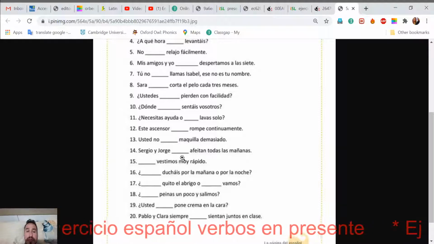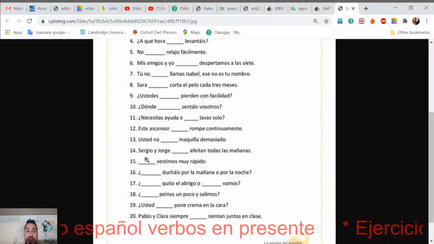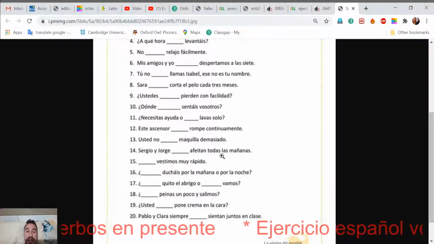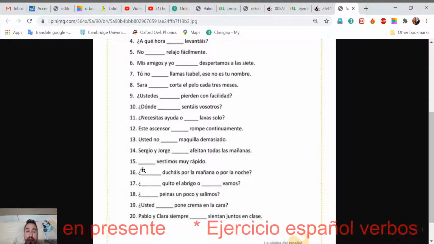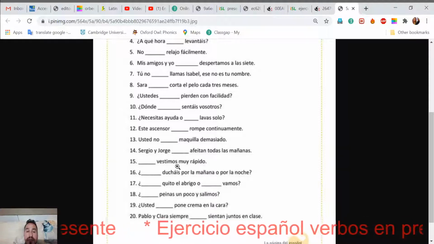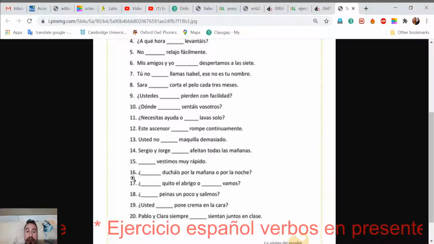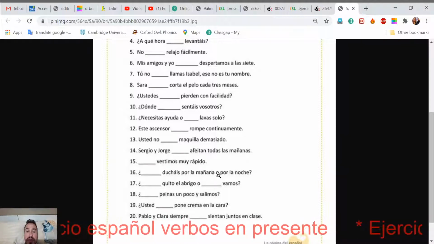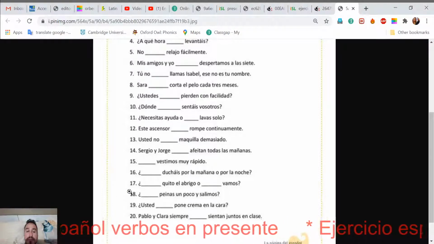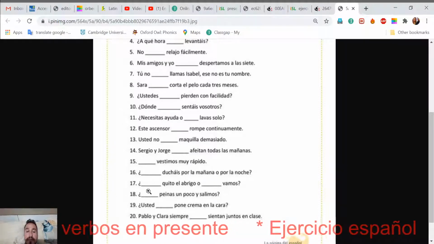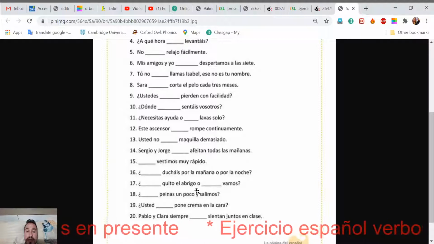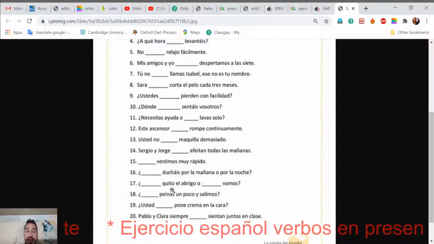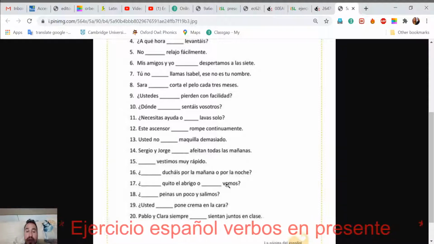Sergio y Jorge se afeitan todas las mañanas. Serge and George have a shave every morning. 15. Nos vestimos muy rápido. So we get dressed very quickly. 16. Os ducháis por la mañana o por la tarde. So do you have a shower in the morning or at night? 17. ¿Me quito el abrigo o nos vamos? So shall I take off my coat or we leaving?